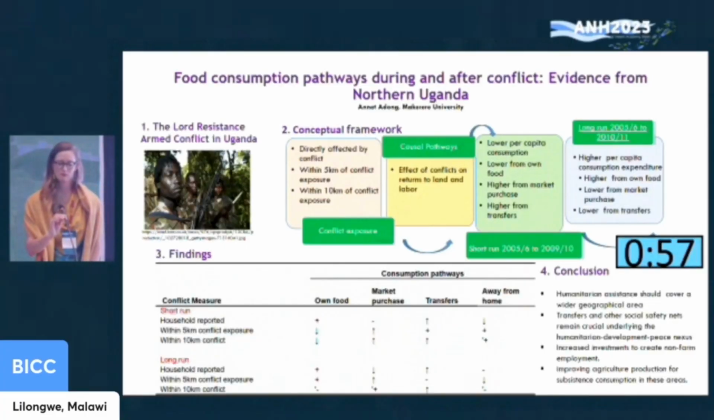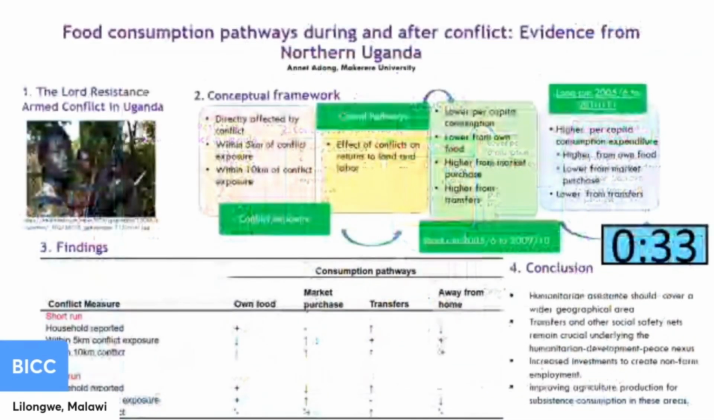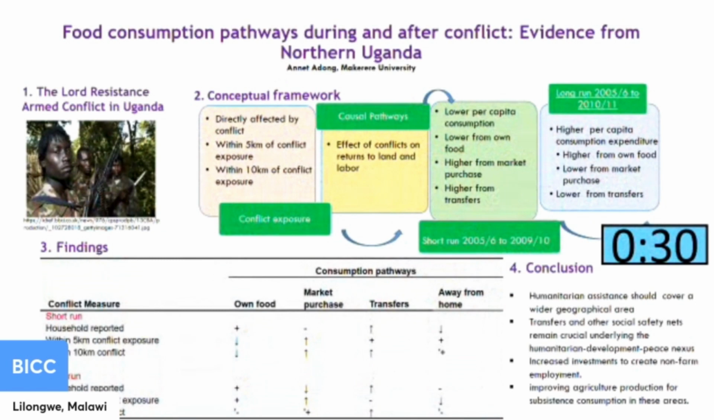Our research is on the effect of the Lord's Resistance Army armed conflict in Uganda and its effects on the food consumption pathways. We look at 3 measures of conflict exposure: directly affected households, those households within 5 kilometers radius of conflict, and those within 10 kilometers radius of conflict. We see this impact in the short run, that's 3 years after the cessation of hostilities, and 6 years after the cessation of hostilities.